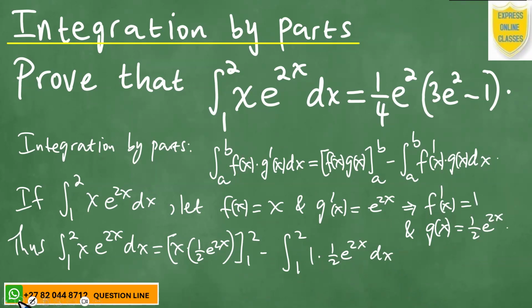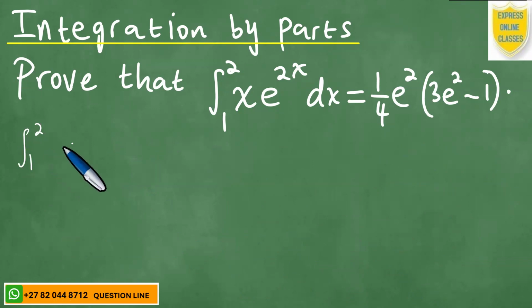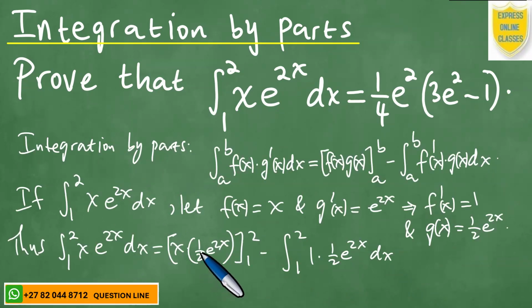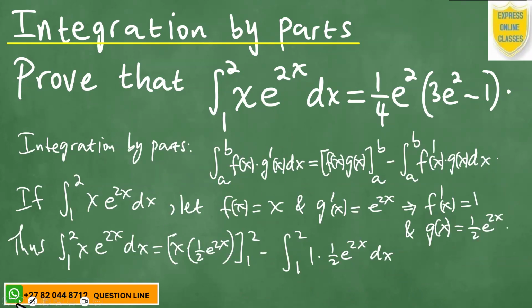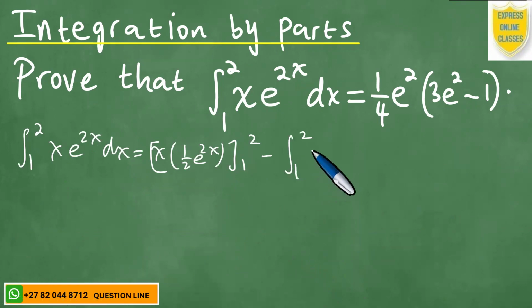Upon careful inspection, it is very clear that whenever we have the integral from 1 to 2 of x e to the power 2x dx, it is exactly x times 1/2 e to the power 2x from 1 to 2 minus the integral from 1 to 2 of 1 times 1/2 e to the power 2x dx. And so we perform substitution at this point.